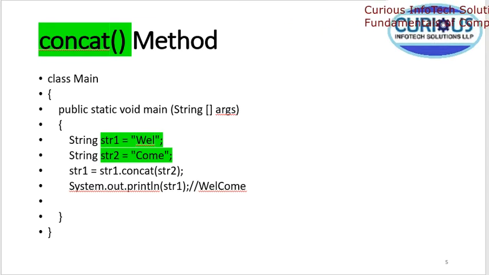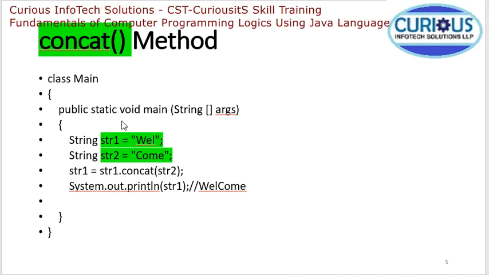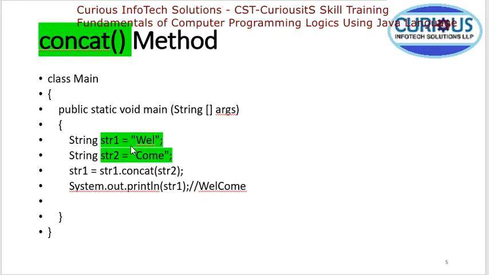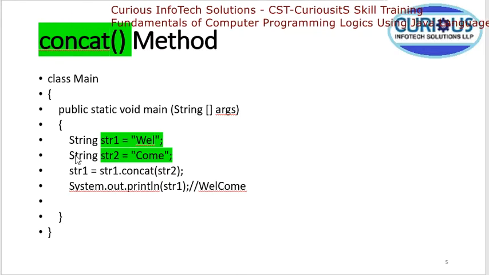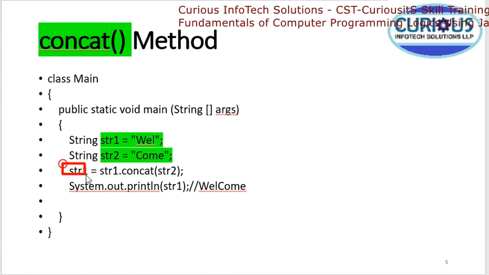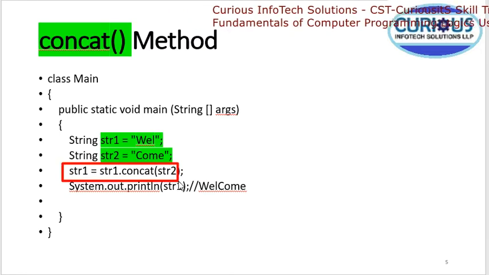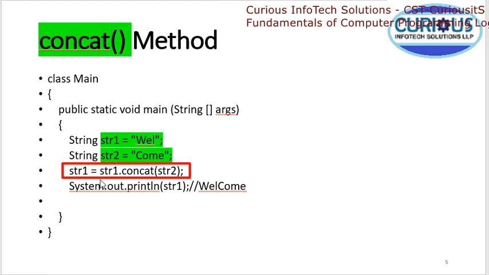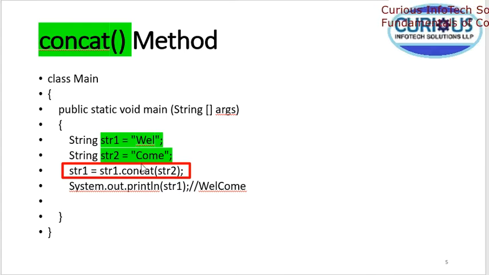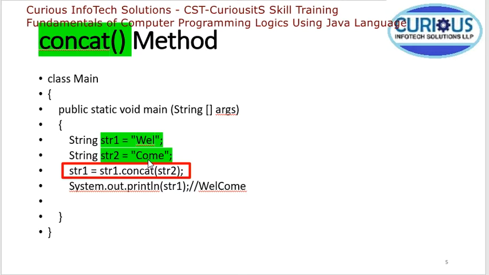So in this method, two strings, one is "val" and the second is "com", and these two strings will concatenate. Concatenate means append. So how can we use the syntax? string1 is equal to string1 concatenate with string2. String1 has "val" and string2 has "com".